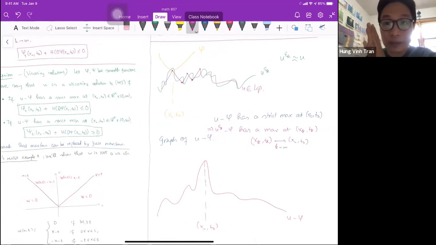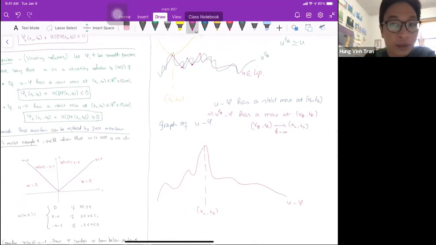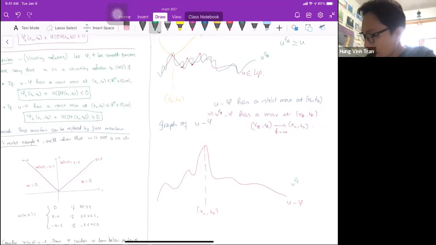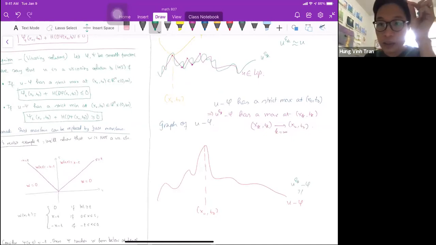If you feel that this picture is not clear, you can look at the picture below here. I have the graph of u minus phi. Now let's look at the graph of u epsilon k minus phi. You see that u epsilon k minus phi is also close to u minus phi. You can think of u minus phi as the height of a certain mountain, and x naught t naught is the top of the mountain, and you are trying to take certain small perturbations of the mountain.